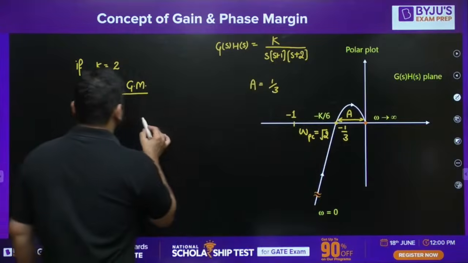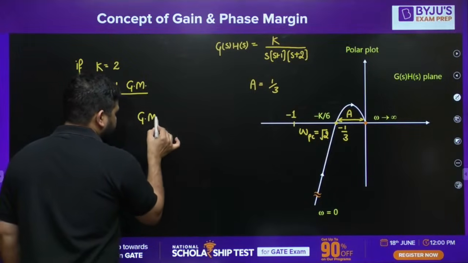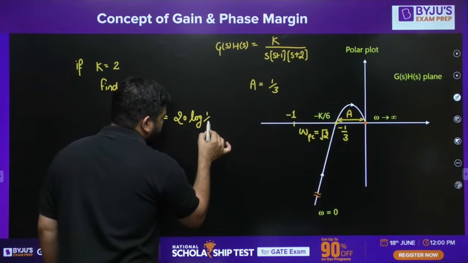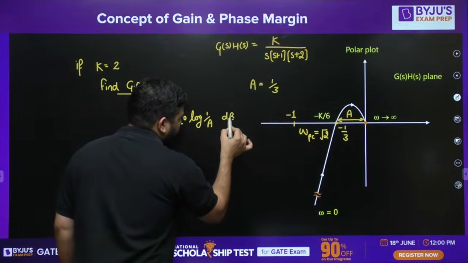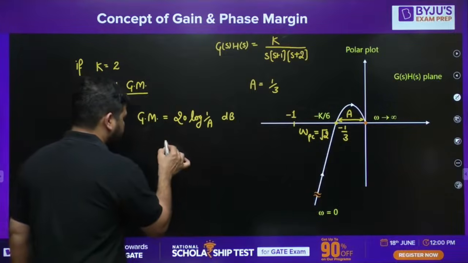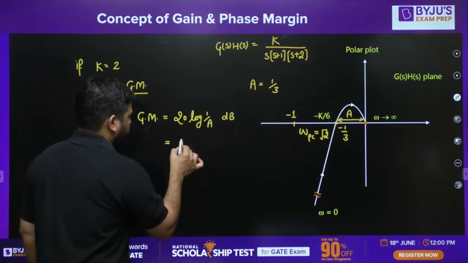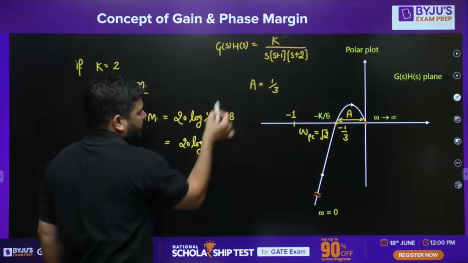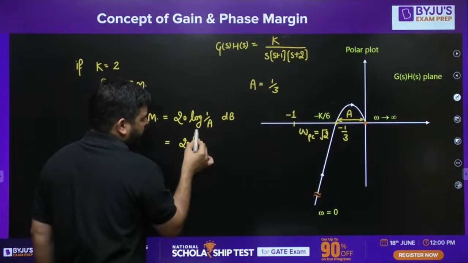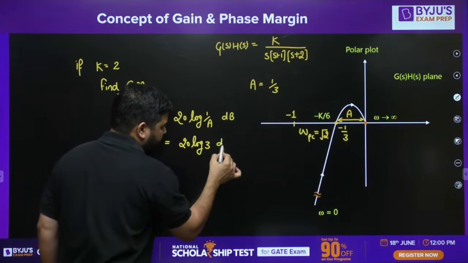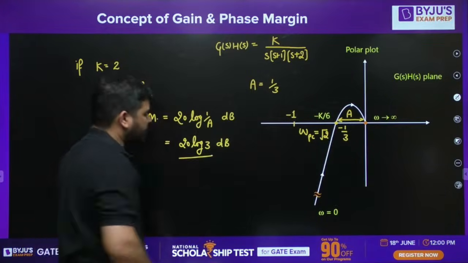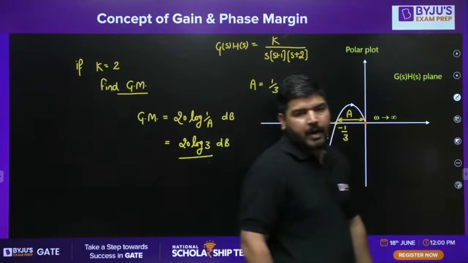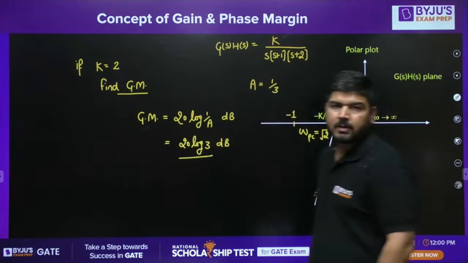Now the gain margin is, you know, 20 log 1/A. A is 1/3, so you can put the value of A, and it will become 20 log 3 dB. So this is the gain margin of the system, but this gain margin I have calculated using the polar plot.